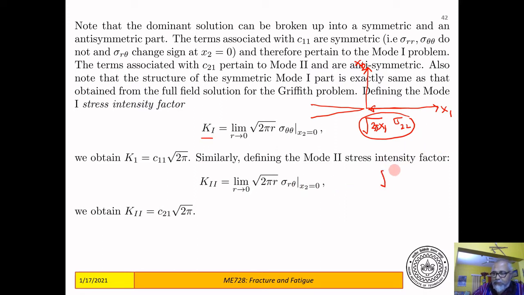Similarly, the value of this quantity as you approach the crack tip gives you K2. On x2 equal to 0, sigma theta theta is sigma 2 2 and sigma r theta is sigma 1 2. We have already discussed that. So you have these two quantities with some physical significance, which are simply replacing the C11 and C21 that you had in the previous equations. So we are just replacing C11 by K1 by root 2 pi and K2 by root 2 pi is replacing C21.